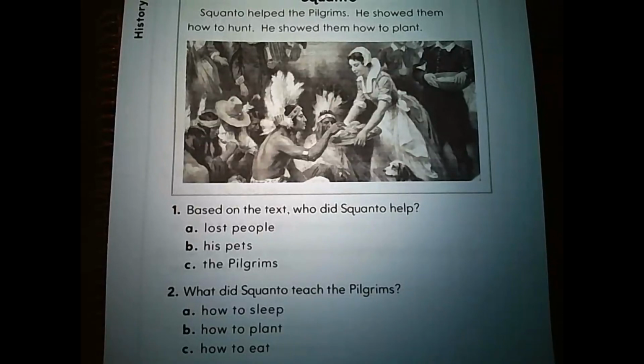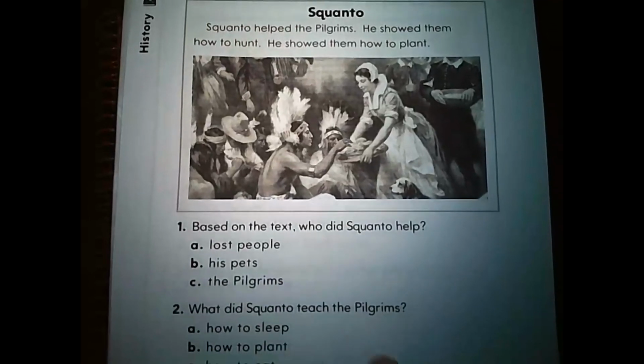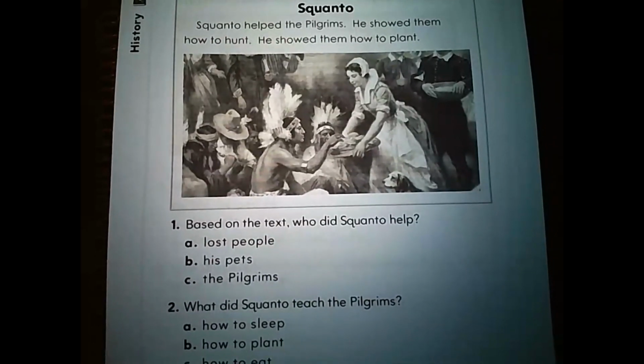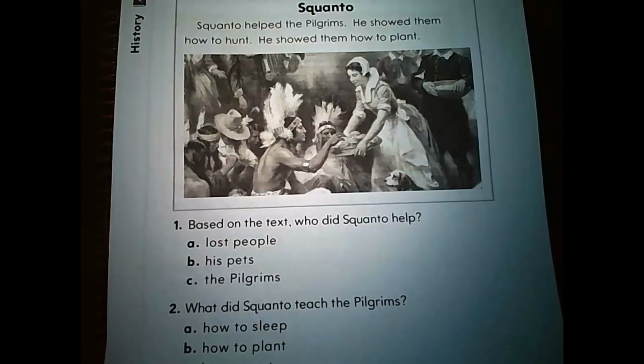And then, number 2. What did Squanto teach the Pilgrims? A, how to sleep, B, how to plant, or C, how to eat? What did he teach them to do? While you were thinking about that and finishing that up, remember there's no rush, okay? It's not a race. There's no prize at the end of this lesson for doing the worksheet the fastest, so take your time. For now, I am going to move on from Squanto.